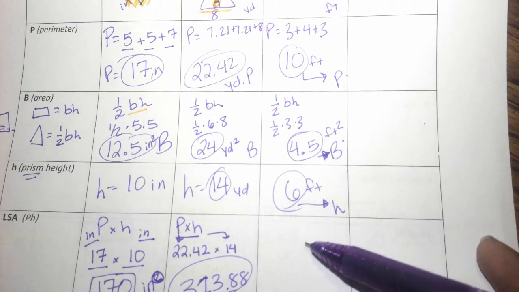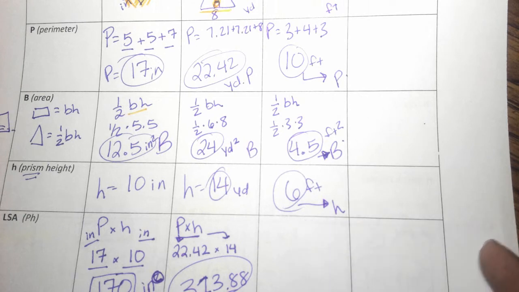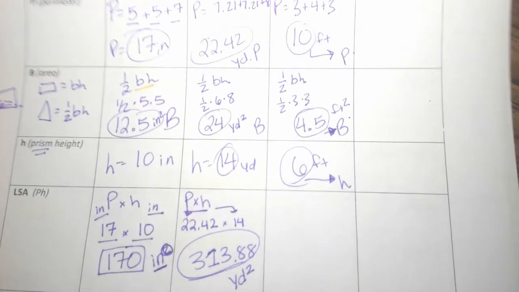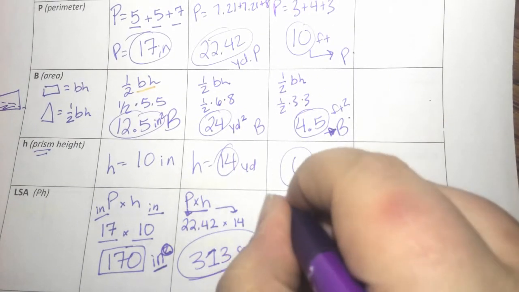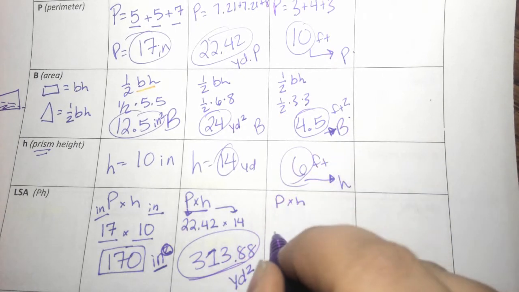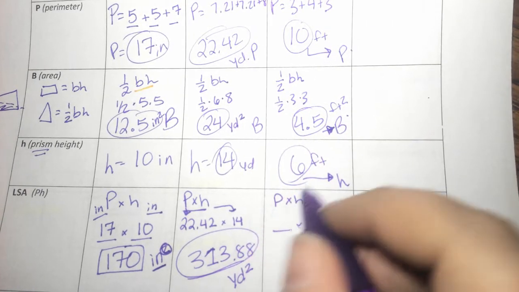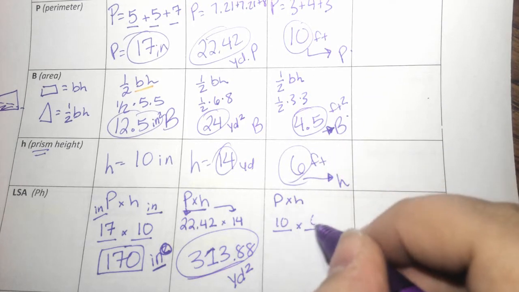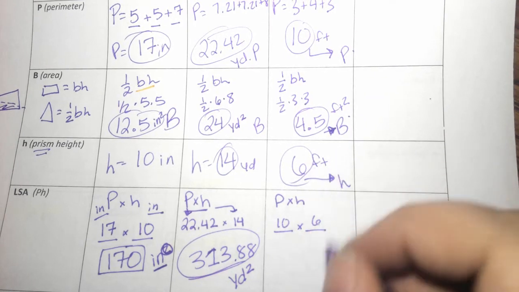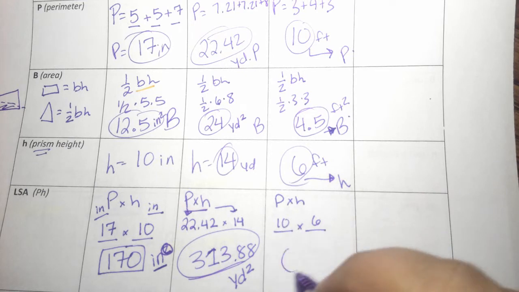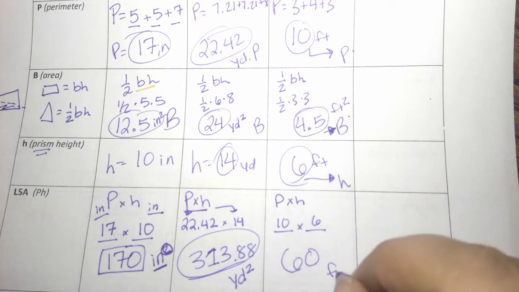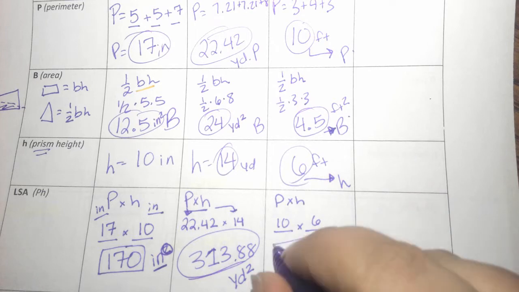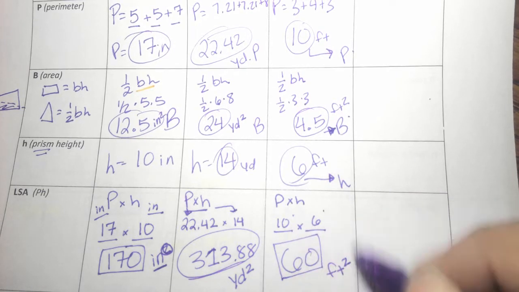I'd encourage you again to pause the video and find the lateral and total surface area on your own. The lateral surface area is P times H, or 10 for the perimeter of the base, times 6 for the height of the prism. 10 times 6 is 60. This is an area, feet squared. Right, feet times feet is feet squared.